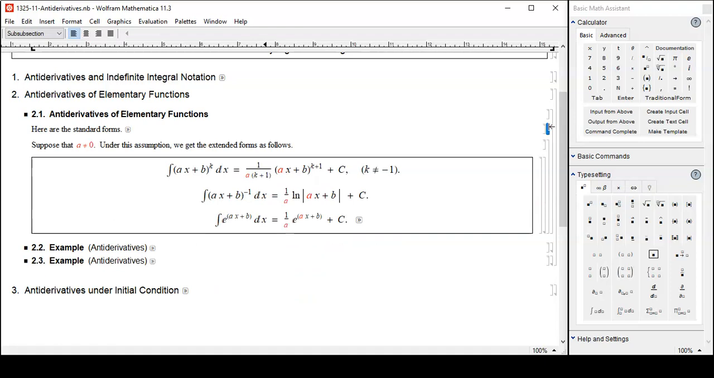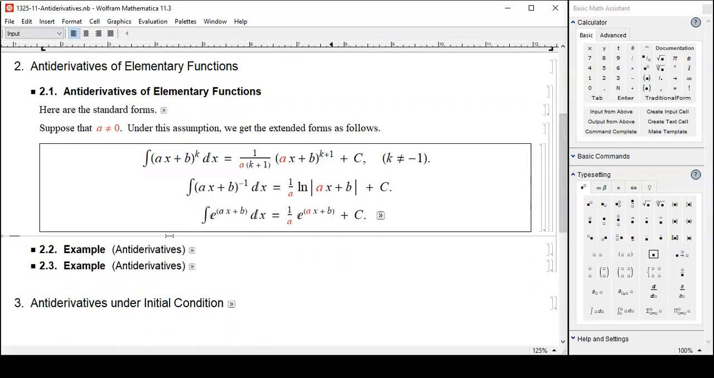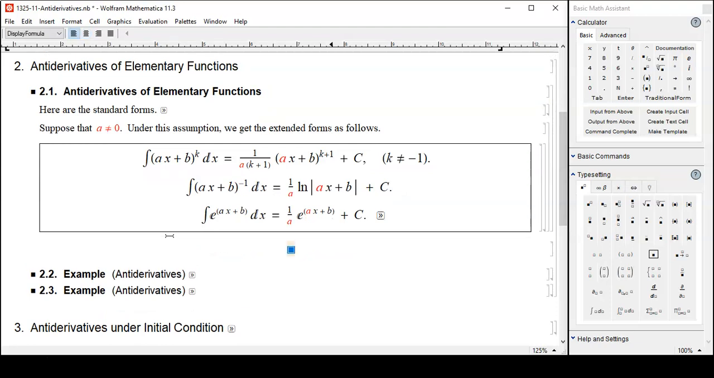Ax plus b inside. And the result, we have 1 over a popping up all the way. Let's take a little bit bigger font so that you can see this 1 over a better. You see, 1 over a here, 1 over a here, 1 over a here, and so on and so forth. How do you get that?